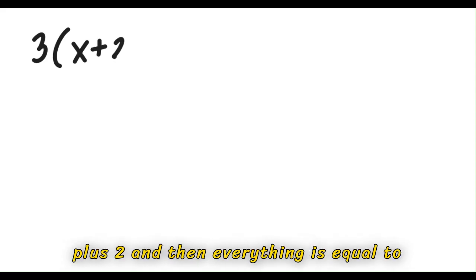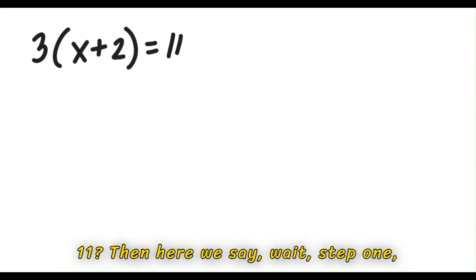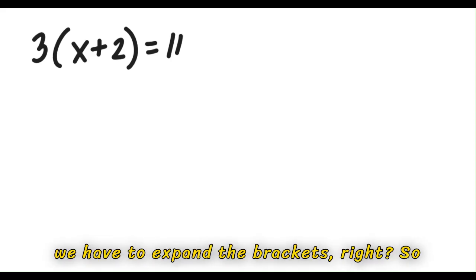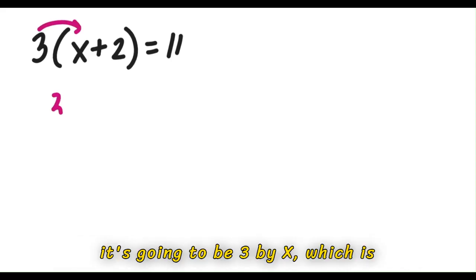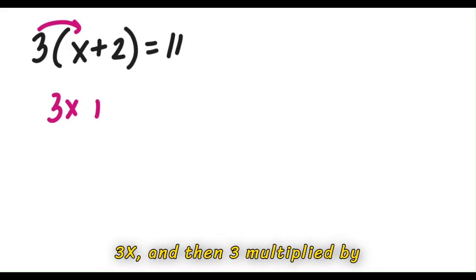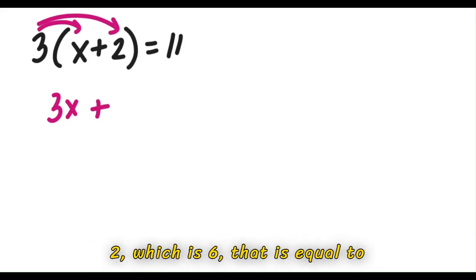What if we have, for example, 3 multiplied by x plus 2 and then everything is equal to 11? Then step 1, we have to expand the brackets, right? So it's going to be 3 by x, which is 3x, and then 3 multiplied by 2, which is 6, that is equal to 11.